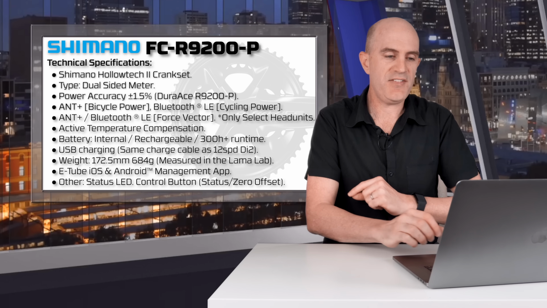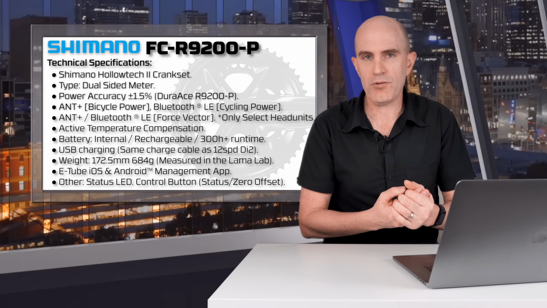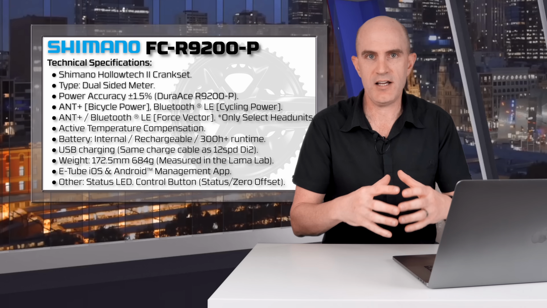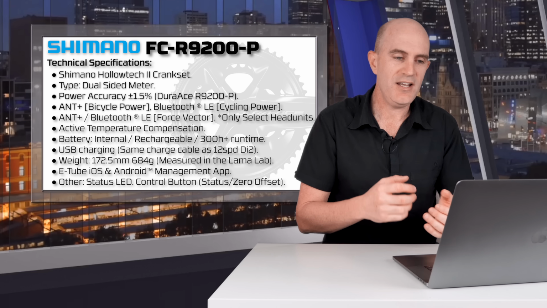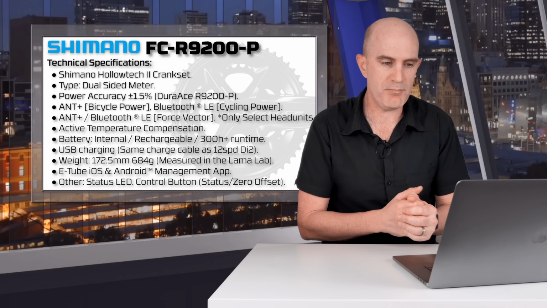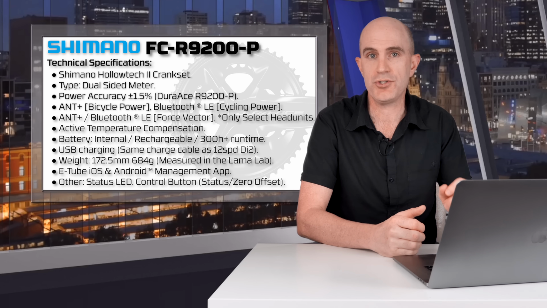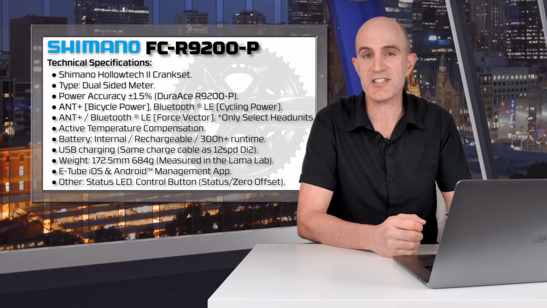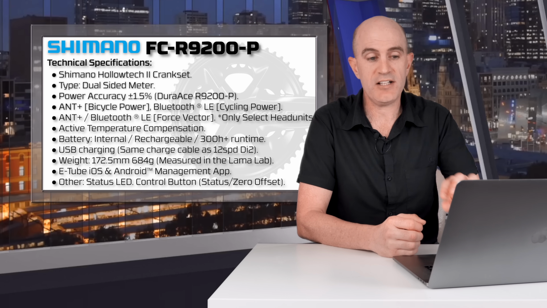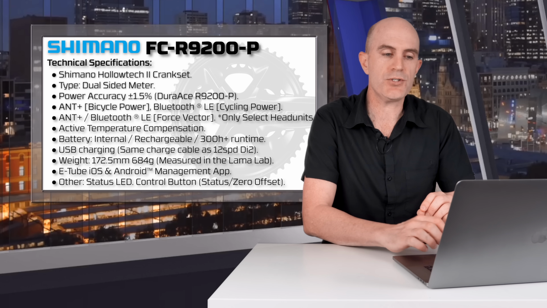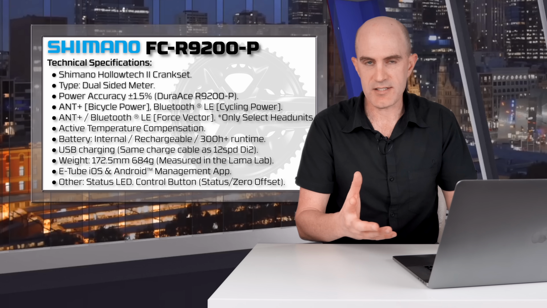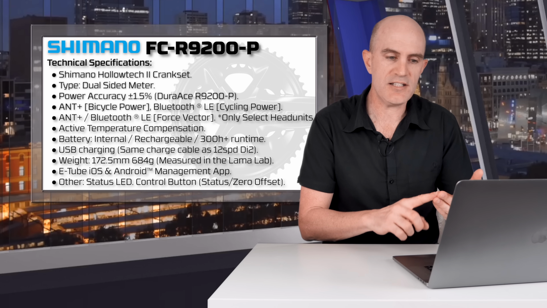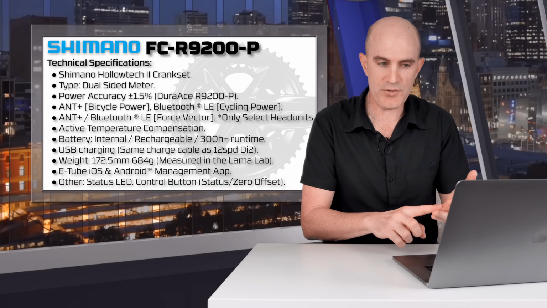Speaking of specifications, here they are on screen. It's a Shimano Hollowtech 2 crankset. That's the underlying base physical hardware. It's a dual-sided meter with sensors on both sides. Power accuracy claim for the Dura-Ace version, the 9200, is plus or minus 1.5%. The Ultegra version, the 8100, is plus or minus 2%. Over ANT+, you'll get the standard data sets: power, cadence, left/right power balance, torque effectiveness, pedal smoothness, battery level.